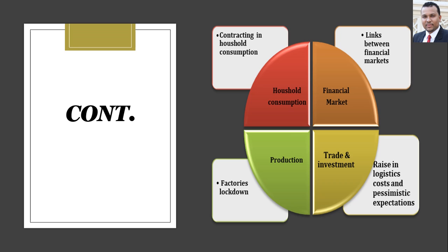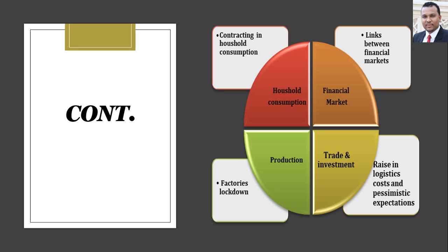Four interconnected windows to explain the COVID-19 loss. Number one, household consumption. On average, there is a contraction in household consumption, except for necessary products. But on average, the spending of households decreased. The reasons for this decrease may be social distancing, panic among customers, and so on.